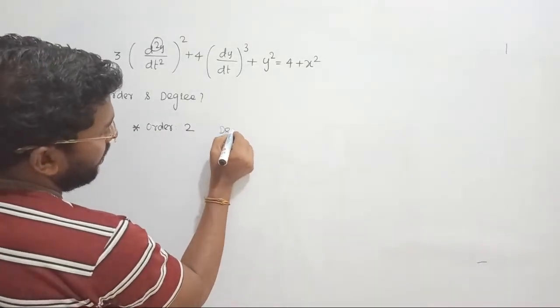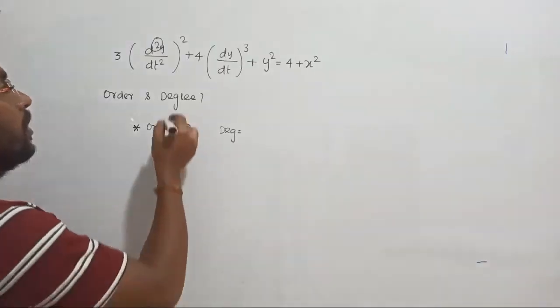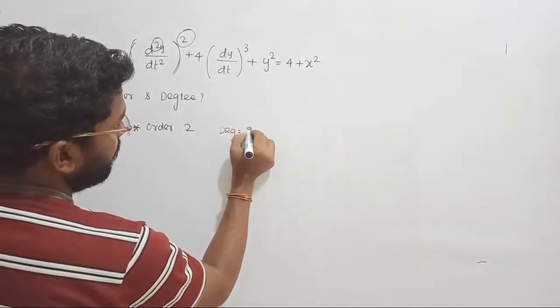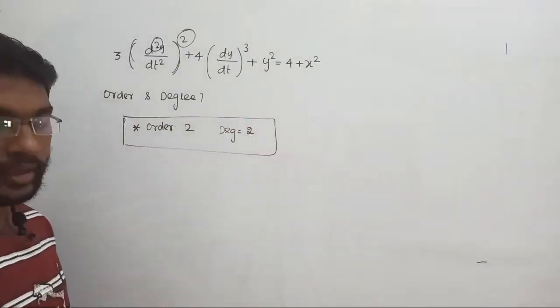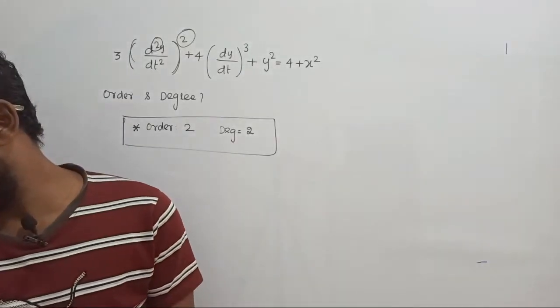Second, what is the definition for degree? Power of the highest derivative of the differential equation. The power of the highest derivative is 2. So the degree of the differential equation is 2. Order also 2. So the correct answer is 2, 2. Clear? Yes. Let's try and bring the answer for the next question.